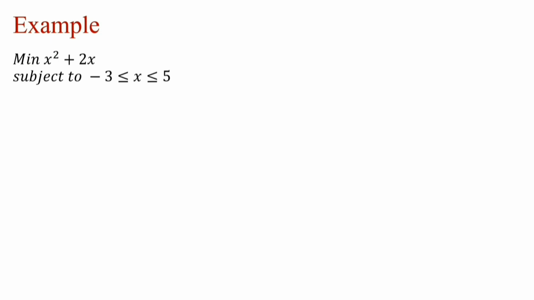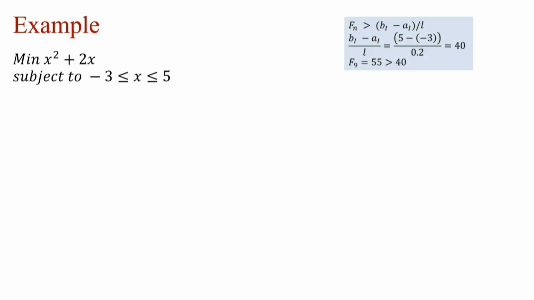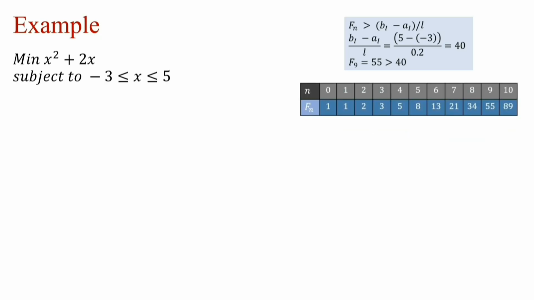We now apply the method to the following optimization problem. The required accuracy is 0.2, the length of the initial interval is 8. We do the initialization calculations and obtain the objective functions for the first iteration.